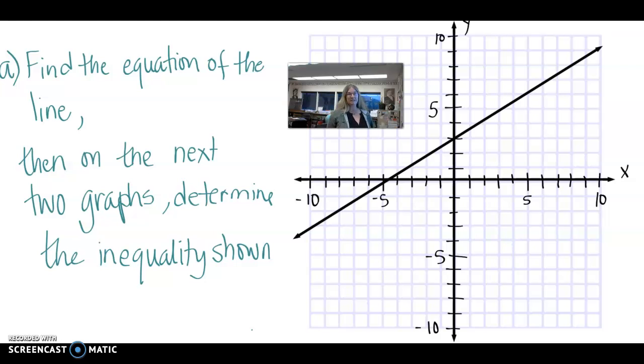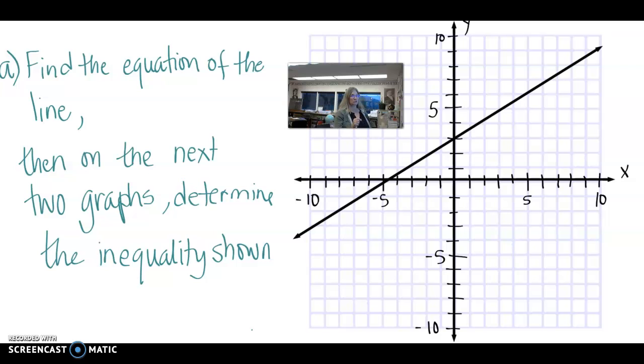Okay, this is going to be the last video in the 9.5 graphing linear inequalities in two variables. And this corresponds to some of the later questions in that assignment on XYZ. Anyway, we're going to find the equation of this line that's shown here. And then on the next two pages, there's going to be some graphs that are shaded on a half plane, and we're going to determine the inequality. So it'll be the same boundary line on the next two graphs.